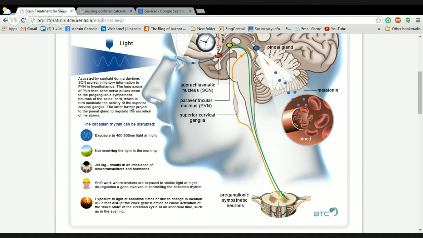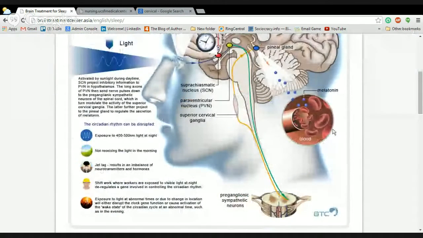Which in turn modulate the activity of the superior cervical ganglia. It's all the way up here. So the latter, I'm thinking it's the previous one, further project to the pineal gland, looks like it's going through here, to regulate the secretion of melatonin. So it's primarily going, hey, regulate your secretion of melatonin. So to regulate is to hold back, which is an interesting word when you think about it in use with government.